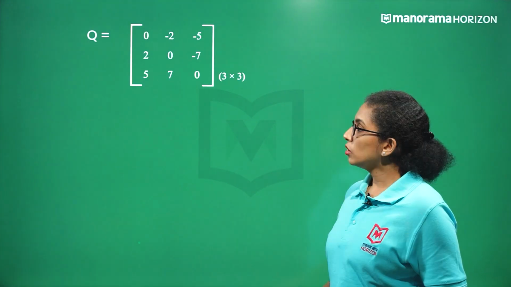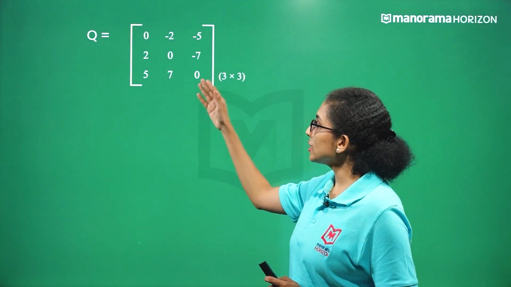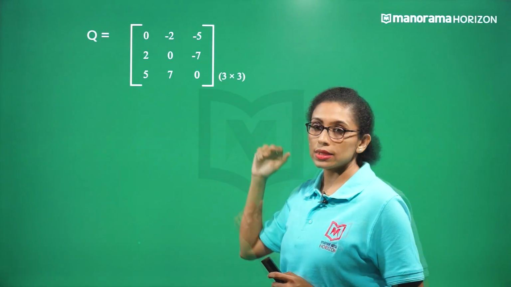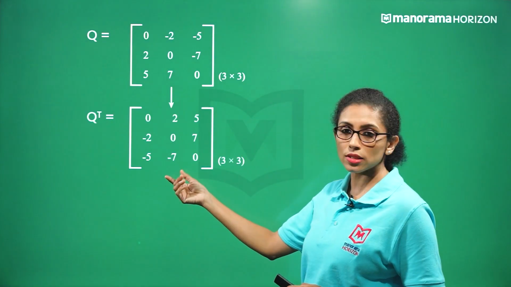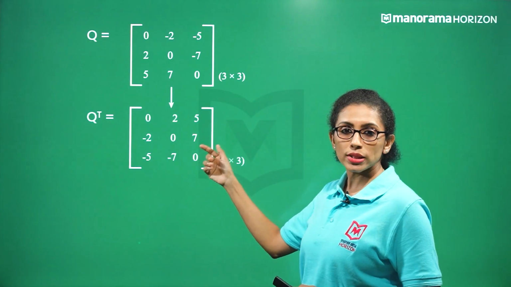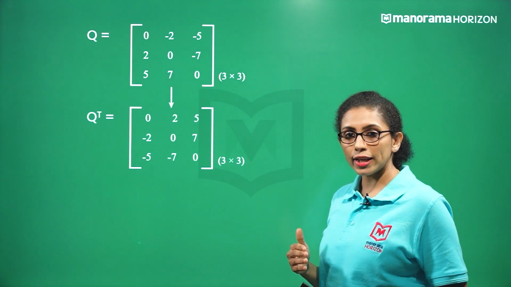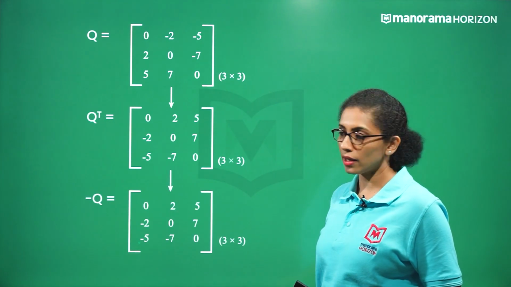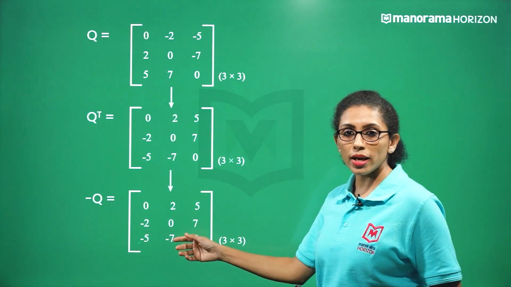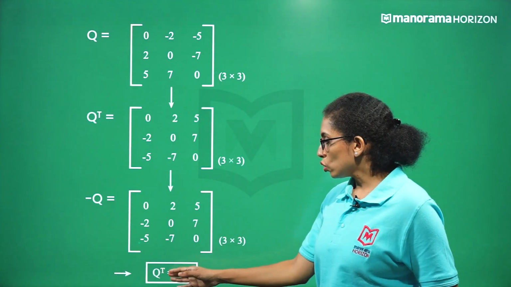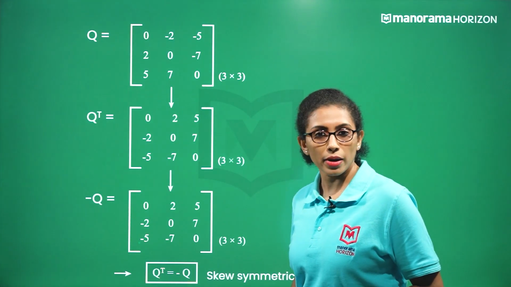Let's see one example. Matrix Q is equal to [0, -2, -5; 2, 0, -7; 5, 7, 0]. Identify whether the matrix Q is skew-symmetric or not. First, find the Q transpose, and we get Q transpose is equal to [0, 2, 5; -2, 0, 7; -5, -7, 0] of the order 3 by 3. Next, find the negative of the matrix Q, that is, we get minus Q is equal to [0, 2, 5; -2, 0, 7; -5, -7, 0], and we can see that Q transpose is equal to minus Q. Therefore, the matrix Q is a skew-symmetric matrix.